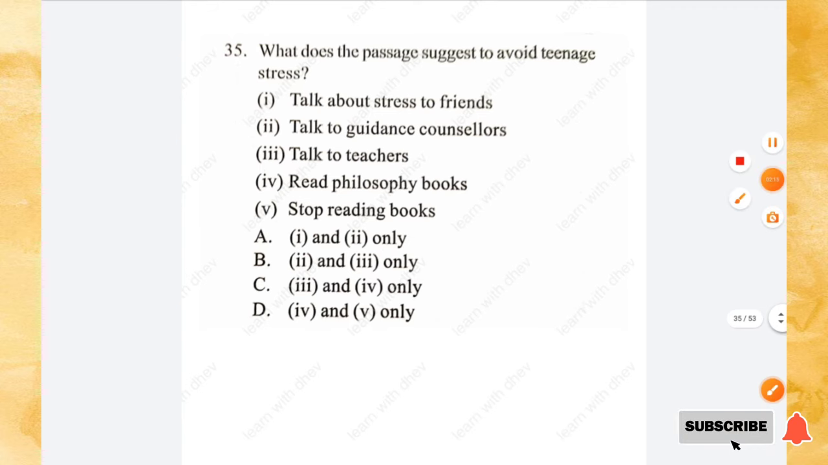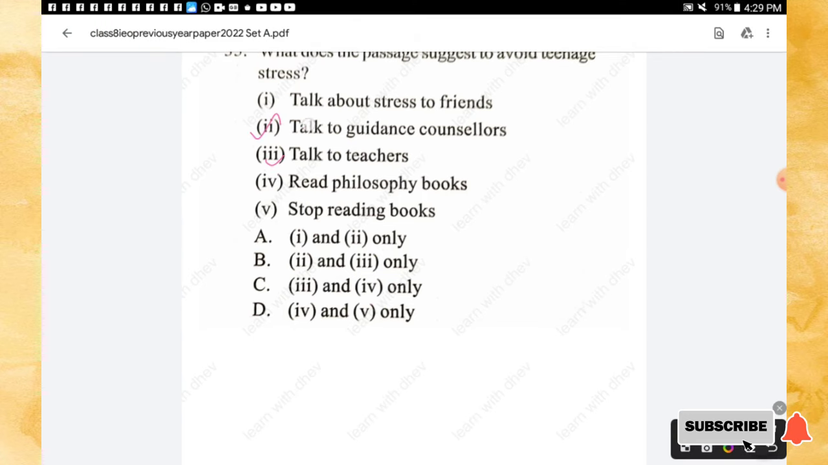Question number 35. What does the passage suggest to avoid teenage stress? Options are talk about stress to friends, talk to guidance counselor, talk to teachers, read philosophy books, stop reading books. So what would be the answer? Talk to guidance counselor and talk to your teachers. So the answer is 2 and 3. Option B is the right answer.